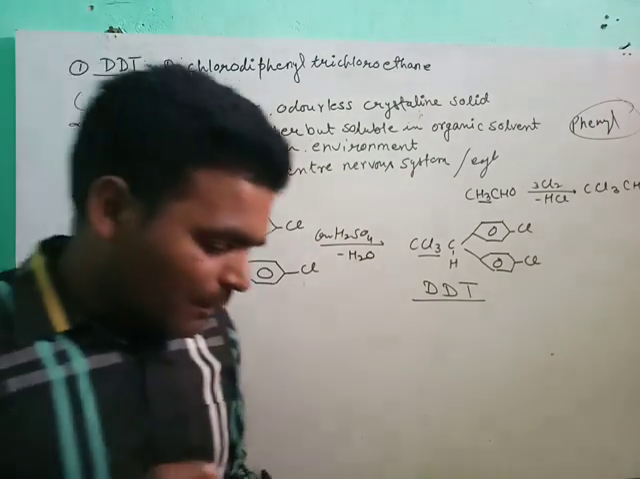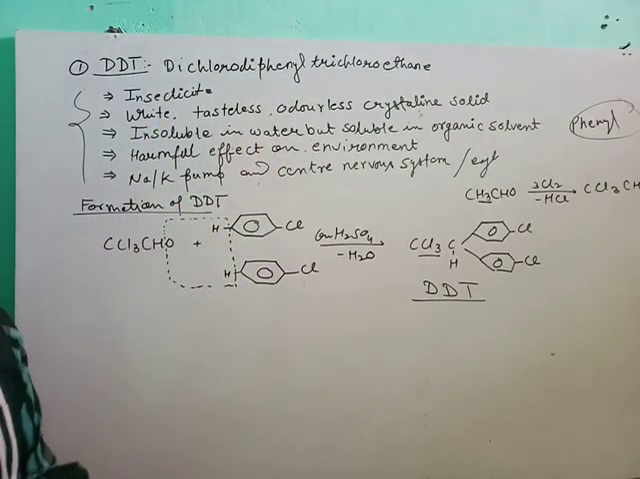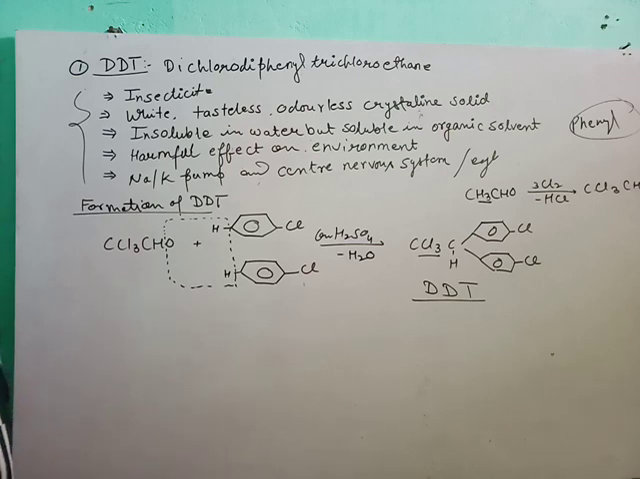DDT causes harmful effects on the environment because when DDT is used, it affects the central nervous system of the insect. The central nervous system, meaning the brain of the insect, is totally damaged and the insect can die from the effect of DDT.